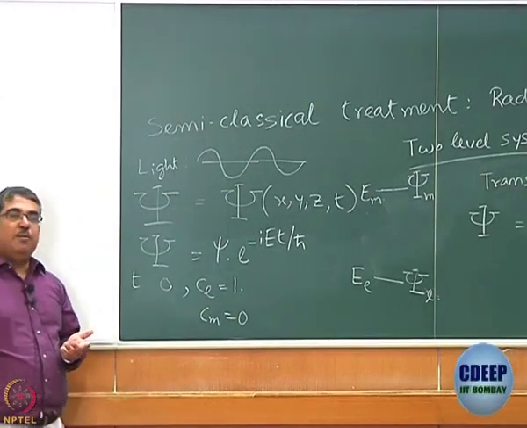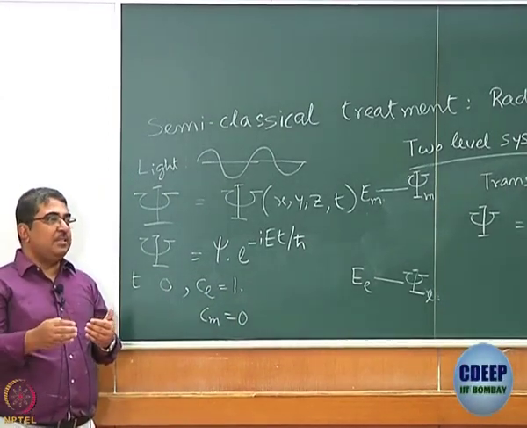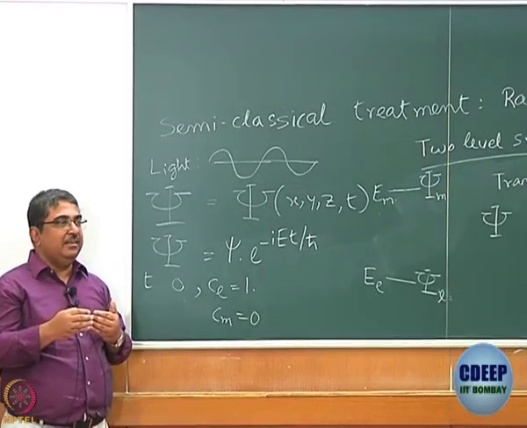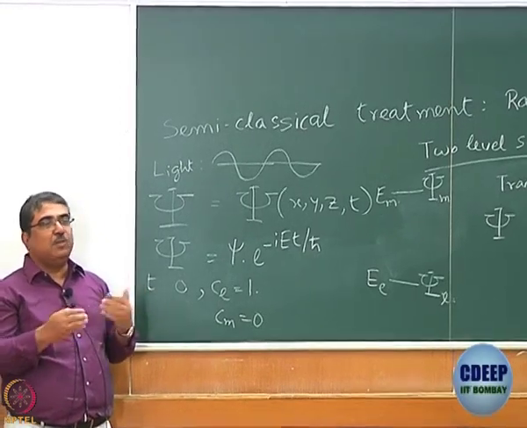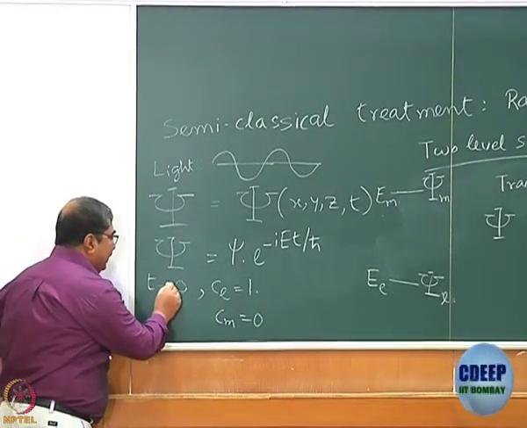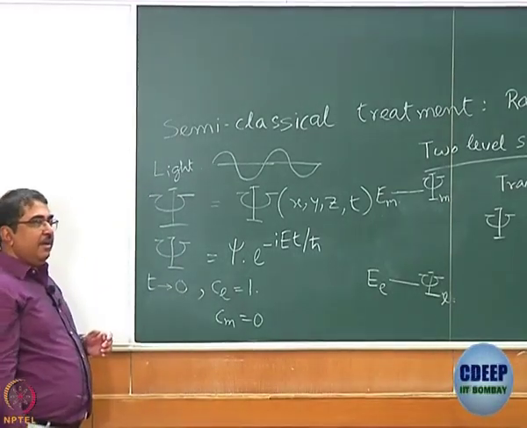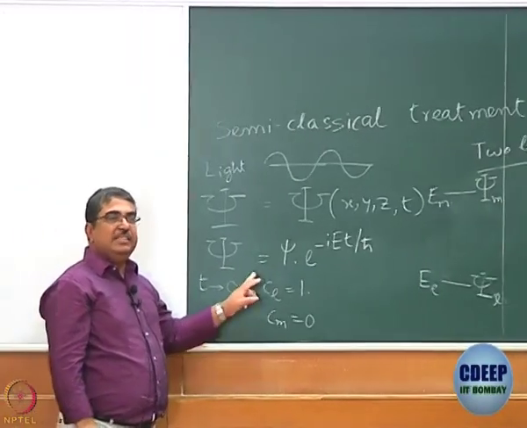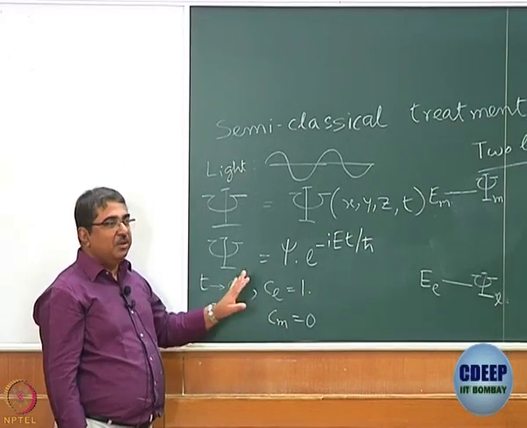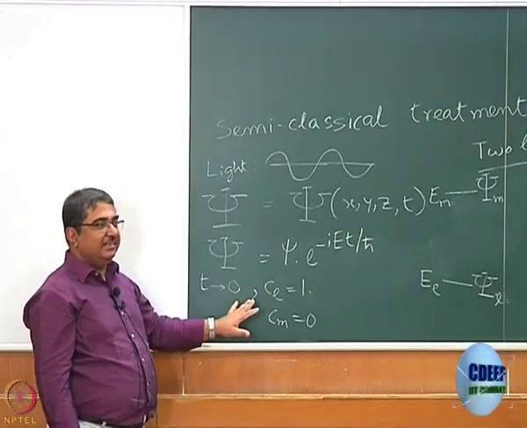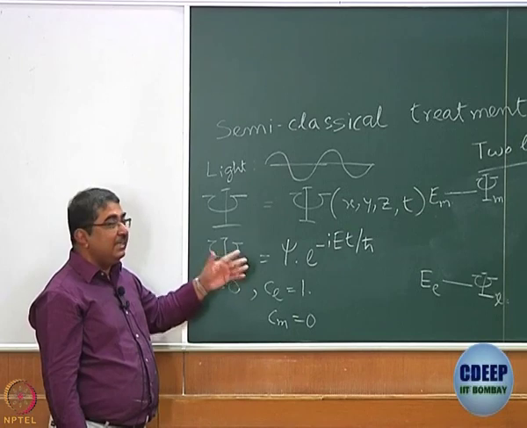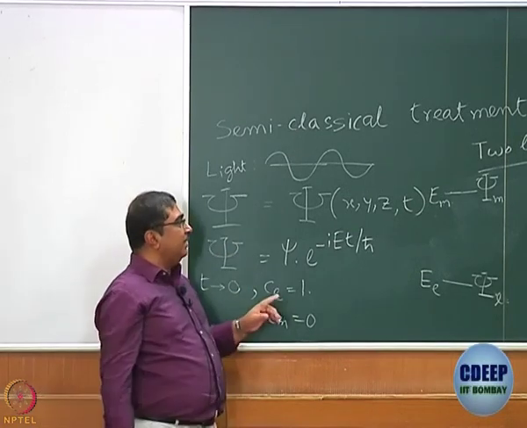What happens for a very small time after I have switched on the perturbation? Cl will still be close to 1, Cm will still be close to 0, right? So, let me write like this: when time t tends to 0, I can write to a good approximation, Cl is approximately equal to 1 and Cm is approximately equal to 0. We are going to use this approximation a little later. Are you okay with this? Understood? Let us come back to that discussion later.